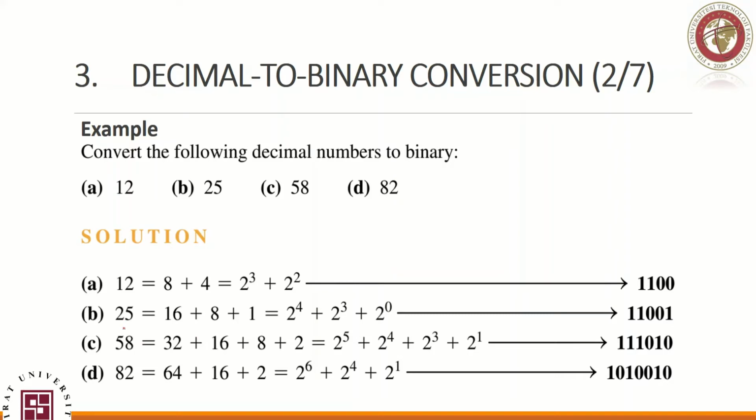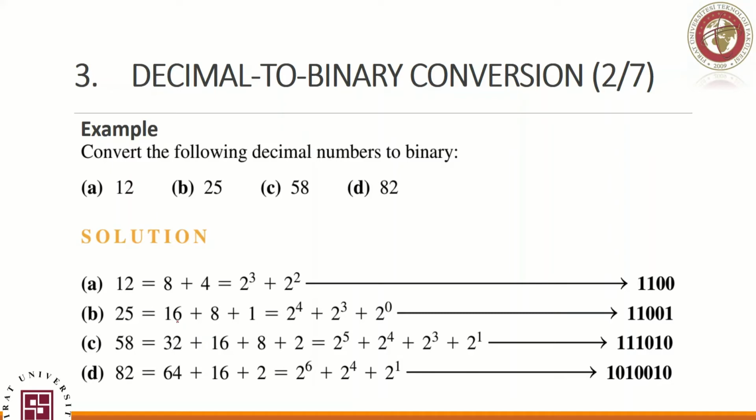Take another one, 25. 25 can be decomposed starting with 16. Now how do I know by which value I start? You may ask this question. Actually, by practice you will get used to it. You take the closest 2 to power n less than this value. 2 to 4 is 16. 2 to 5 is 32, which is higher than this. So 2 to 4, 16, is lower than this, so our decomposition starts with 16. Then what's lower than 16? Half of it, 8. So 16 plus 8 is 24. What's left? 1. So this is the decomposition.